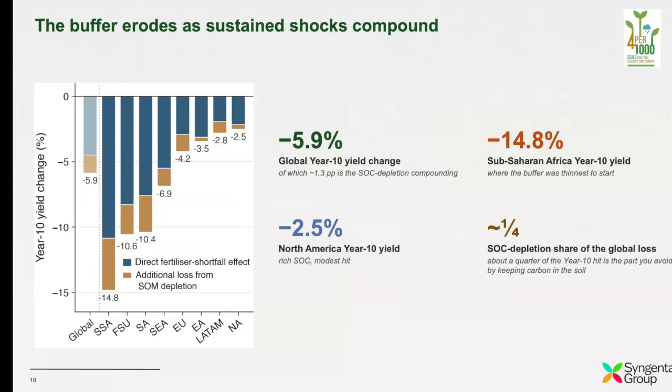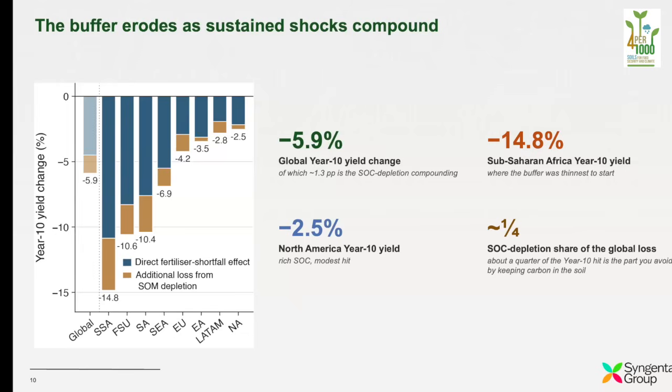The bar on the left is the global average, and you'll see that it's about a 5.9% decline in yield relative to baseline. It divides that impact into the direct effect of the fertilizer shortfall, and then in the gold color there, the additional loss from the soil organic matter depletion. That's that compounding effect that we talked about earlier. So it's about a quarter of the total hit that is due to that compounding effect, which is the result of the depleting soil organic matter, essentially by mining the nitrogen out of that soil and not replenishing it at the same rate.